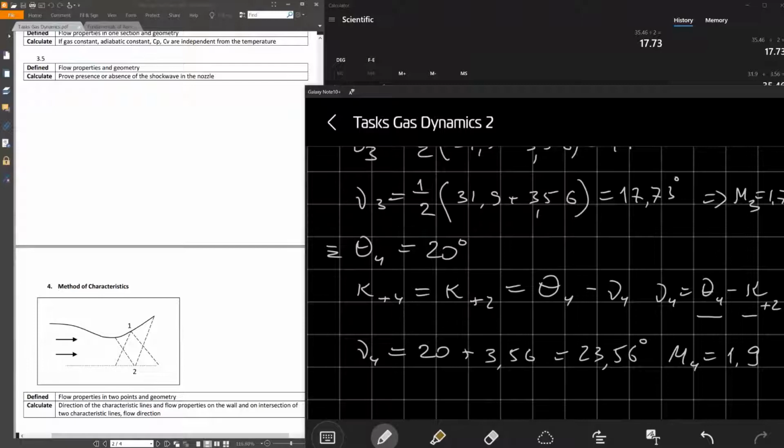That's correct. So if it's smaller than 1, there will be no shock wave. It will be basically expansion wave, but that's outside of the nozzle. If it's between 1 and 2, there will be oblique shock wave, and if it's bigger than 2, there will be normal shock wave, the worst case.